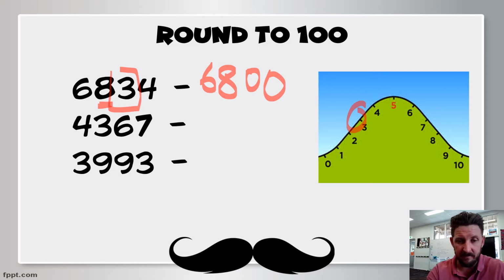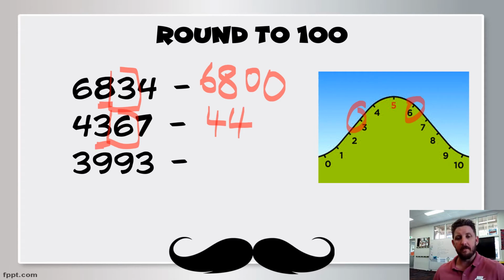Let's look at the next one. Find my hundreds house, underline it. Put a box around my next house, it's a 6. I know that 6 is greater than 5, so I can round up. So it would be 4, and then I round up to 4. 2 houses to fill with zeros, I'm going to fill them up.